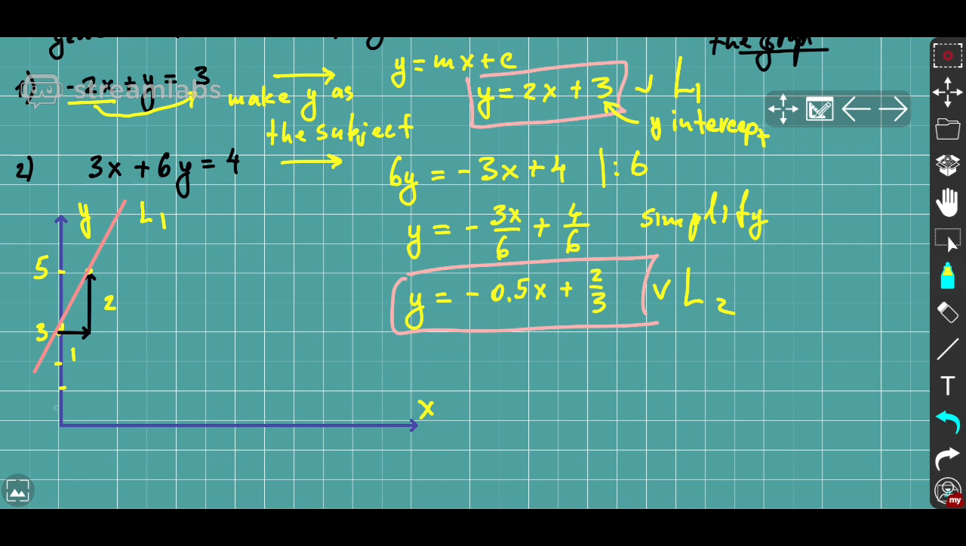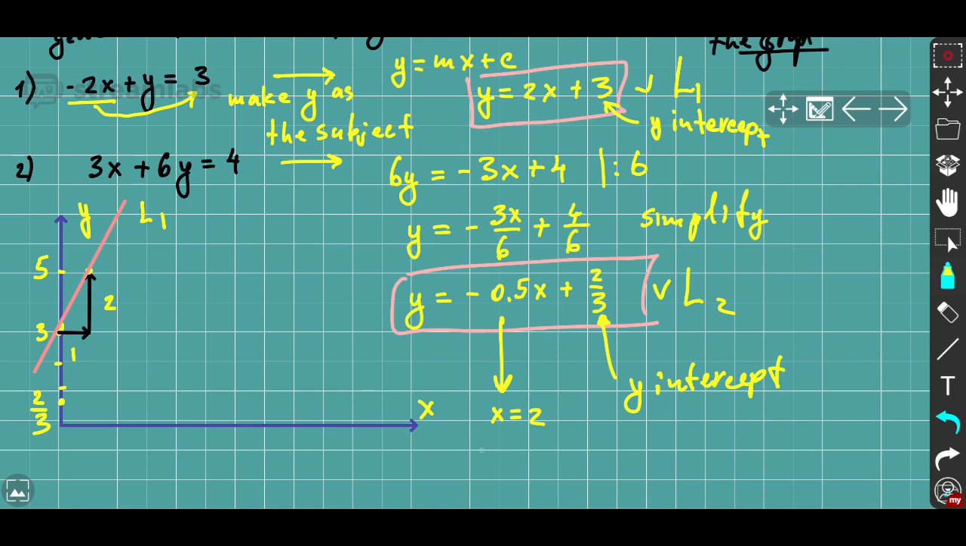2 over 3, yes. It's somewhere here. So 2 over 3 somewhere here. Again, that's the y-intercept. And with the gradient negative 0.5 or 1 over 2, it goes down. So in this case, instead of using the gradient, what I would do is plug in any value instead of x. Let's say x equals 2. And that's how I can find it. So I just combine the gradient and a mixture of the data table.